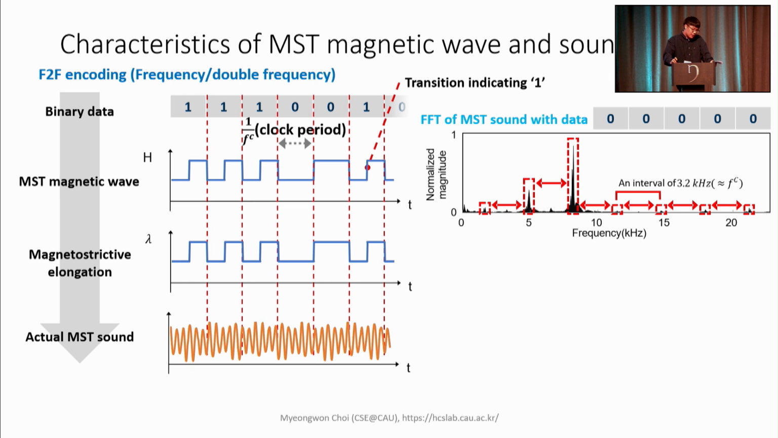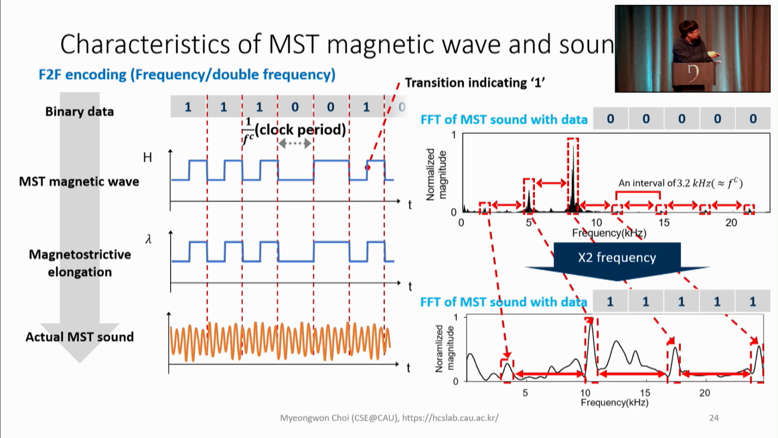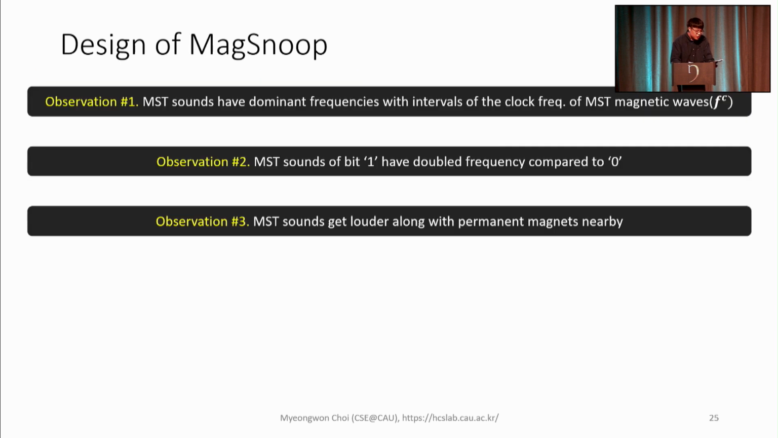We found that the sound produced this way has multiple frequency peaks with intervals of the clock frequency of the MST magnetic wave, indicated as Fc, when transmitting bit zeros. And transmitting bit ones will produce MST sound with a doubled frequency, as the frequency of the MST magnetic field has doubled. So far, we have checked the fundamental characteristics of the MST sound.